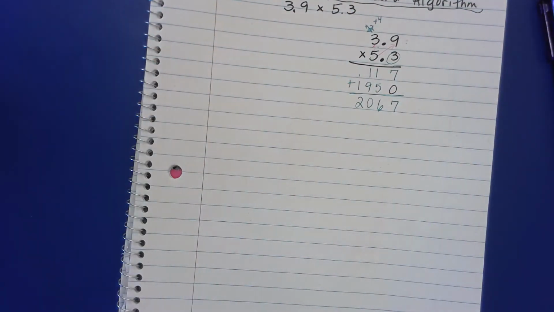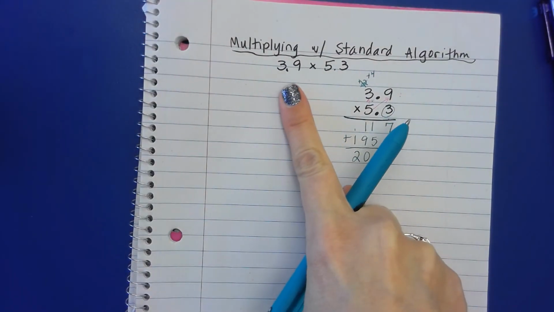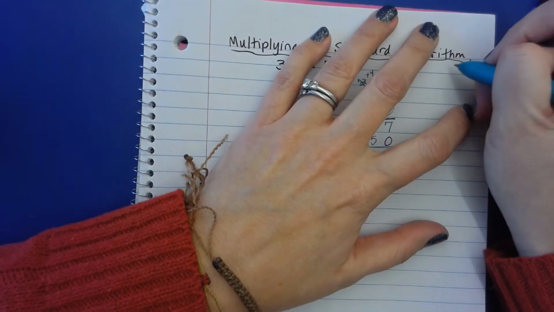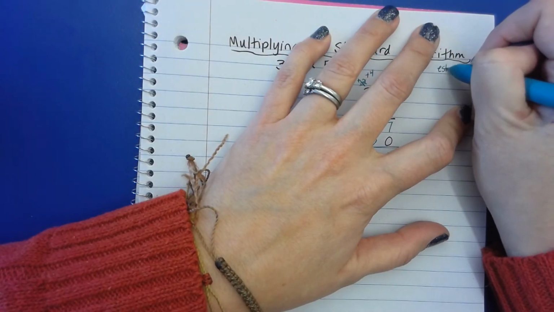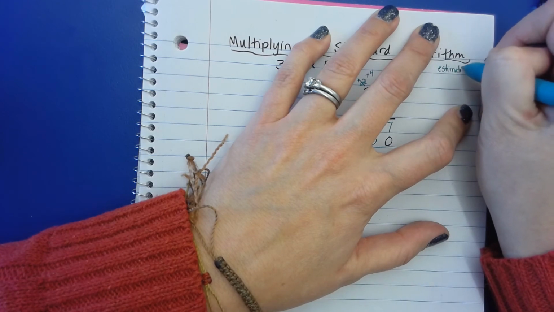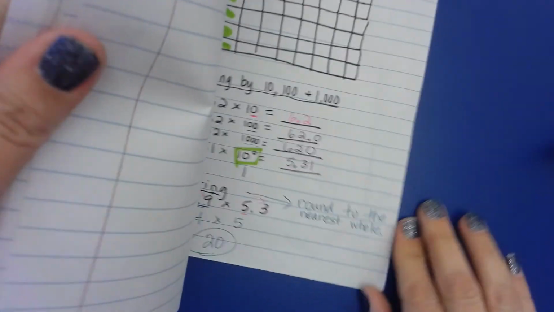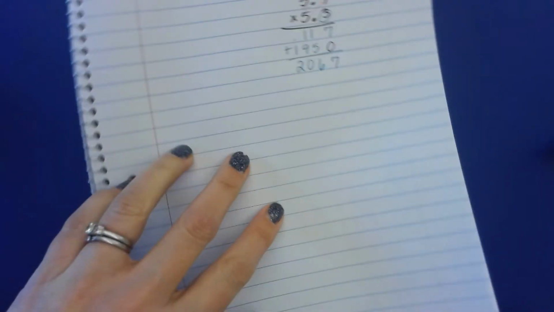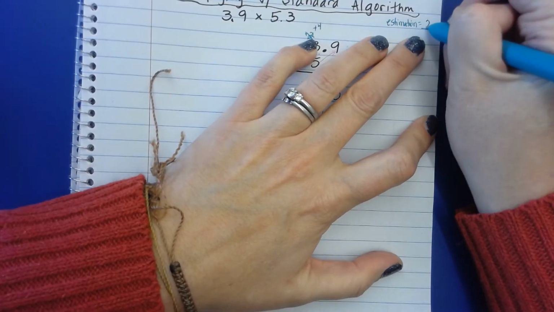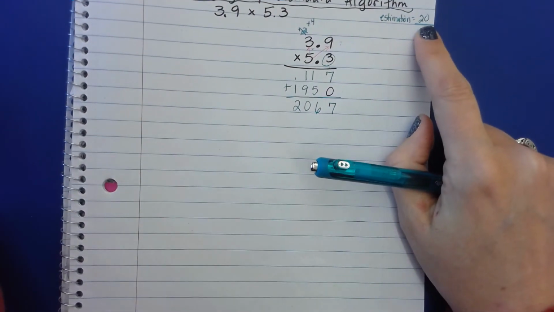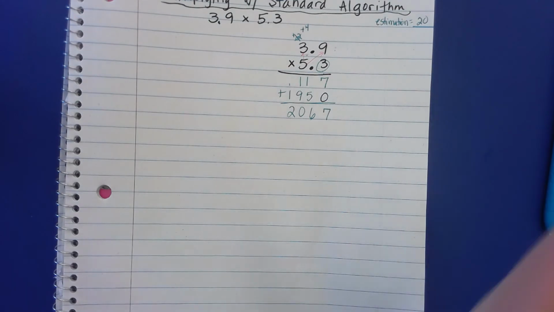Okay. Now remember when we estimated 3 and 9/10 times 5 and 3/10? Remember our estimation? Our estimation was 20, right? So my answer down here is 2067. What? That's nowhere close to 20, right? So now let me show you how to do the decimal part.